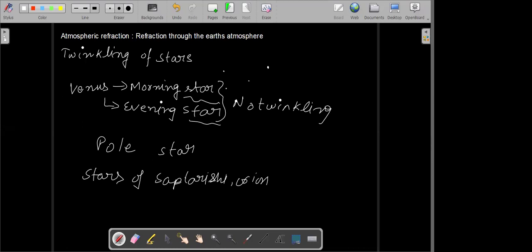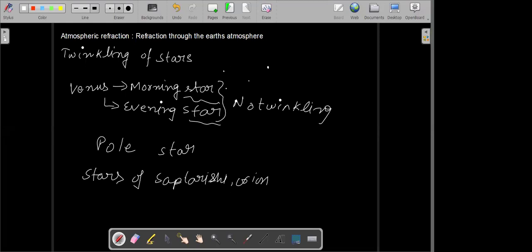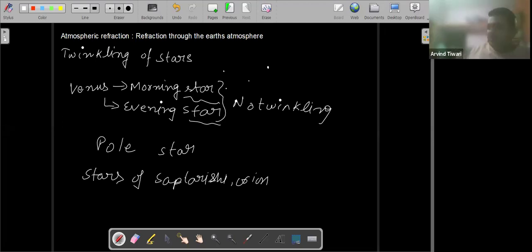Sir, Venus is a planet, that's why it did not twinkle. Just 1 minute. Okay. So, what happened? It's much closer than the stars. Venus is much closer than the stars. So why? What is the difference then? What happens if it is closer?